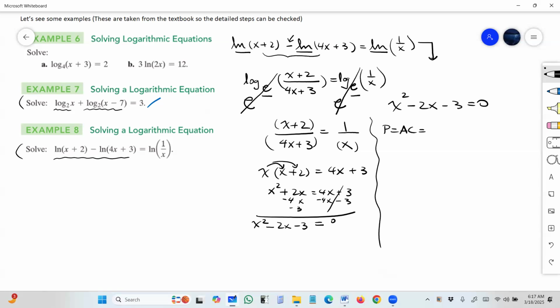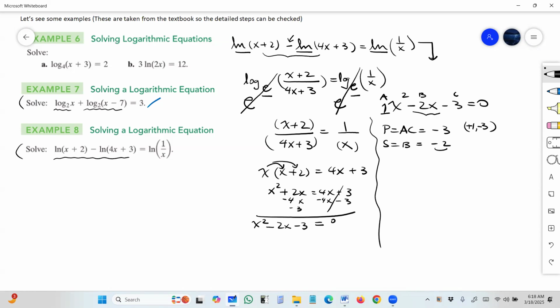So A times C, right? 1 times negative 3. So remember, this is A, this is B, and this is C. This is like a review from Math 119. And the sum has to be B, which is negative 2. So I need two numbers whose product is negative 3. Oh, the only one that involves integers is 1 and 3. And for me to get a sum of negative 2, I have to have positive 1, negative 3. So I found the pair.